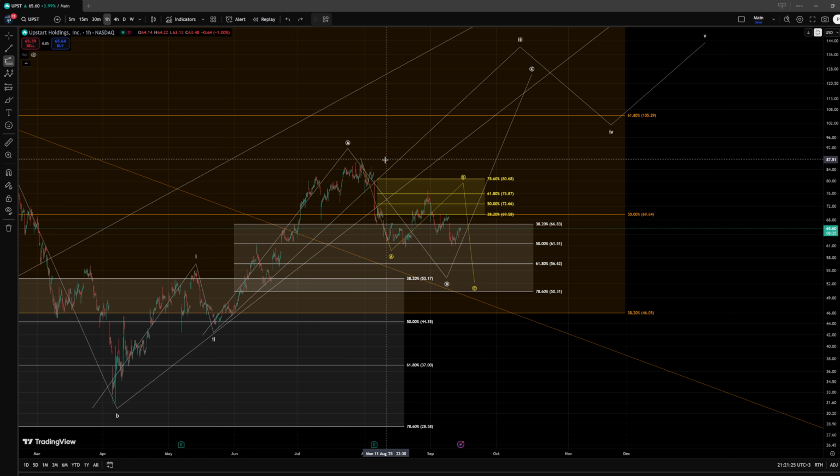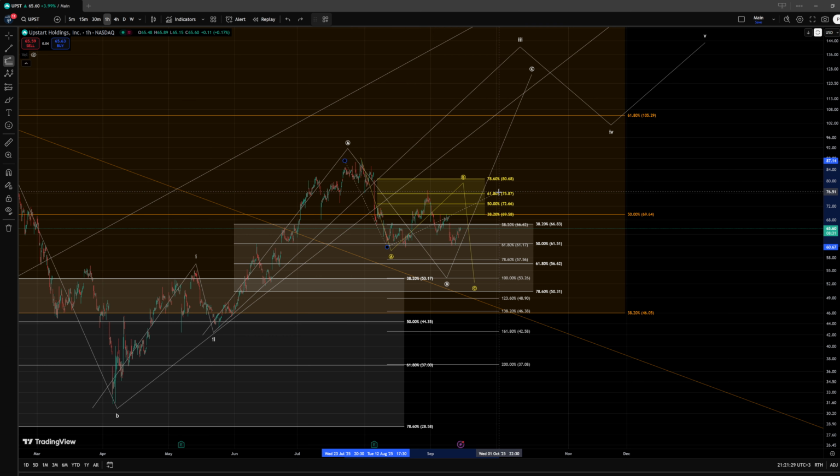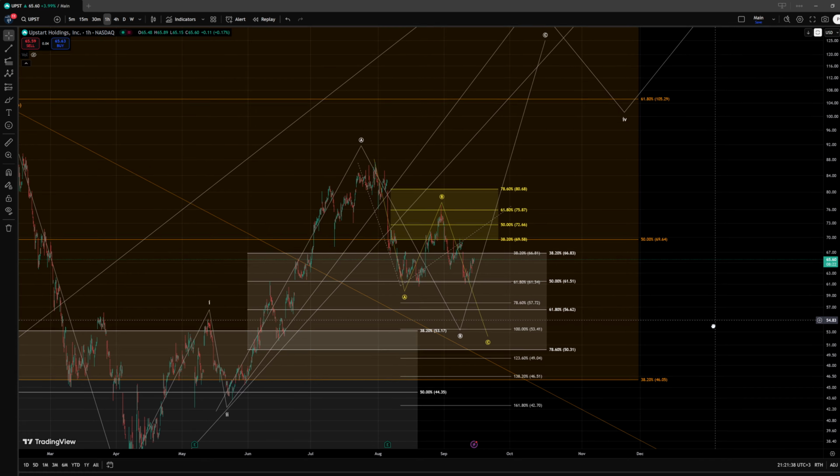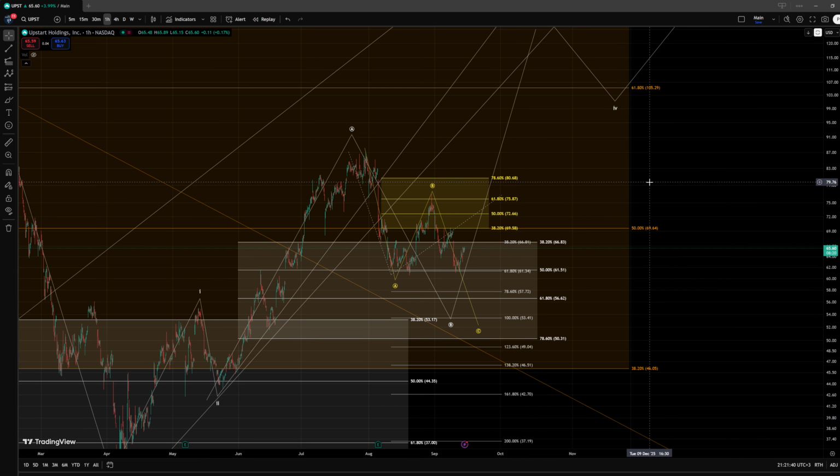But personally, I prefer direct pushes lower to complete the overall wave C, and the ideal target for a wave C where the B wave topped here would be the $53.4 level. And for now, there isn't really much else to add. These are the levels, this is the trade setup.